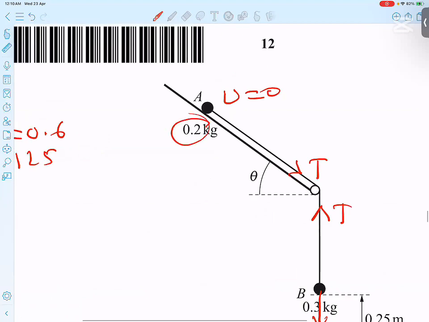Because what mass? 0.2 into 10, 2 newtons. So this is a 2. Actually, the formula is mg sine theta. You know it very well.